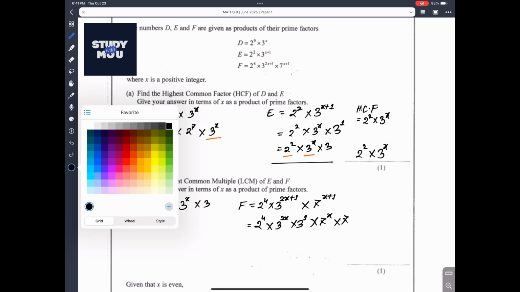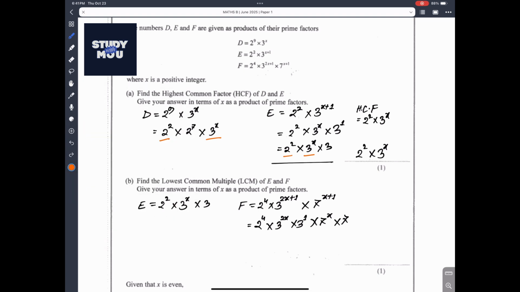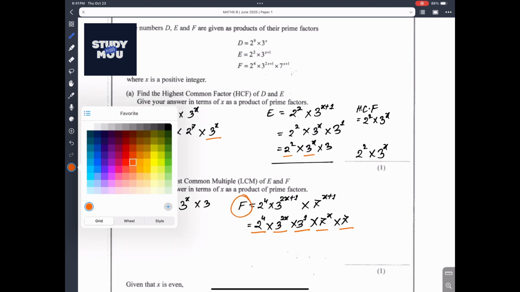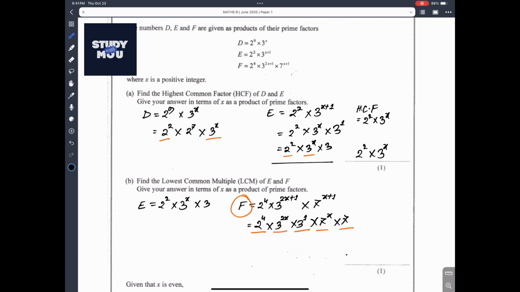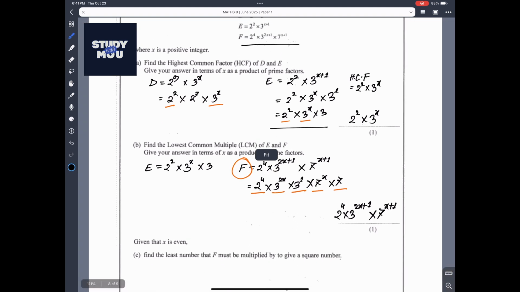Now for the LCM, we are going to take the maximum of the common factors. So 2 to the power 4, 3 to the power 2x, 3 to the power 1, this is common here, 7 to the power x and 7. So we can simply write the whole F for it. So for F, we can just write this one, 2 to the power 4 into 3 to the power 2x plus 1 multiply 7 to the power x plus 1. Let's go to 10c.